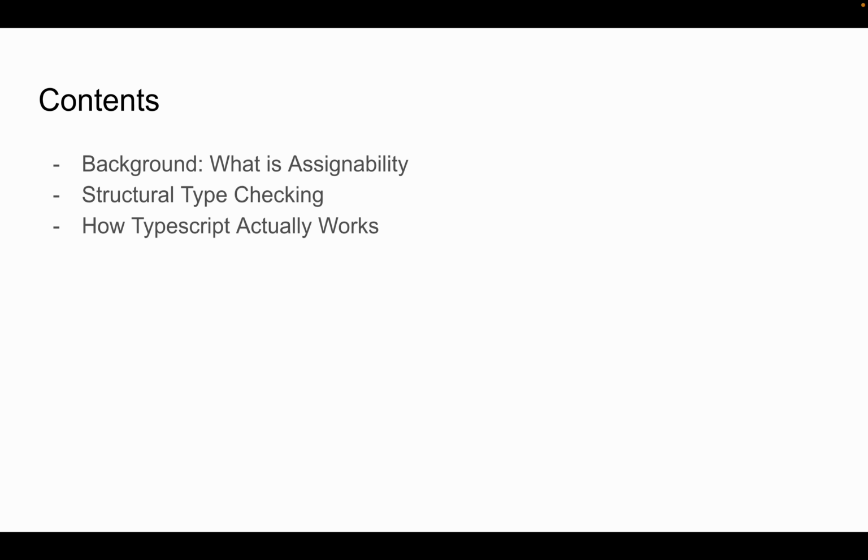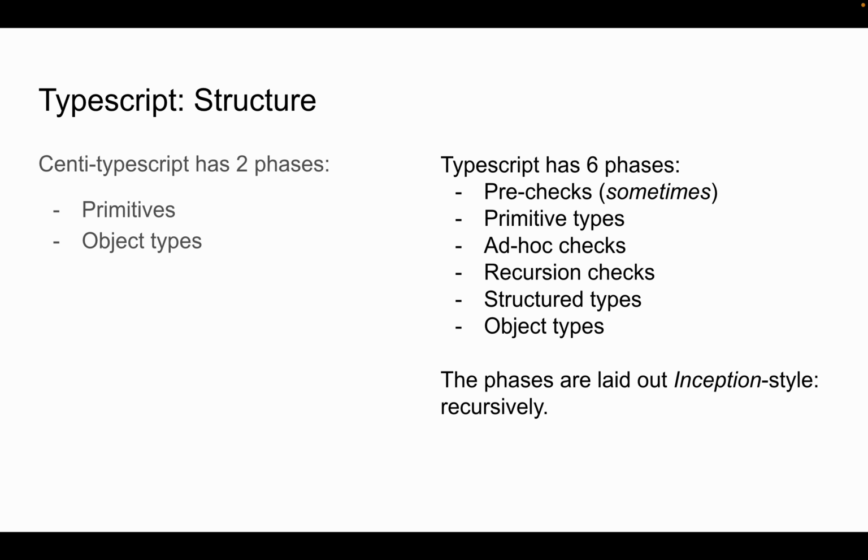In the previous two videos, I talked about the background of what assignability is, and then how structural type checking works in a very simplified, abstract way. This time, let's talk about how TypeScript actually works. It is, as you can imagine, much more complicated than the simplified example that I showed earlier.